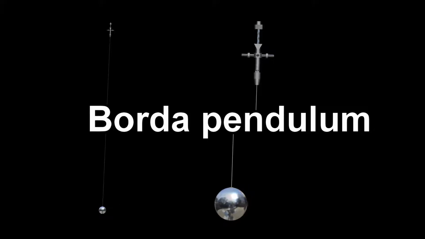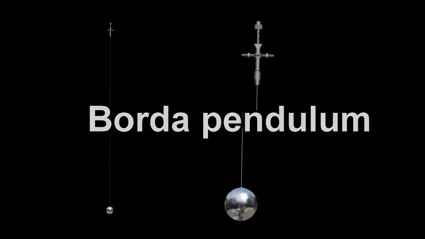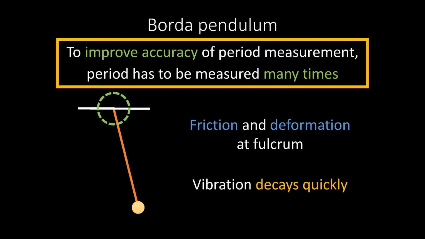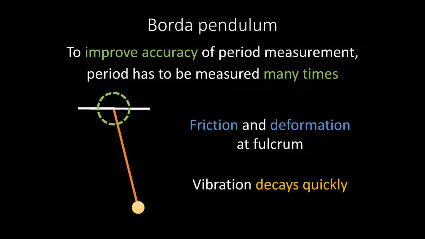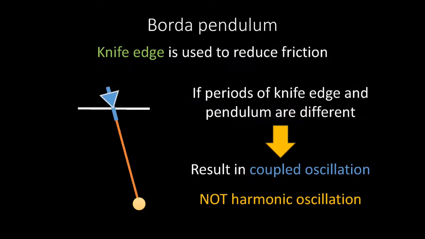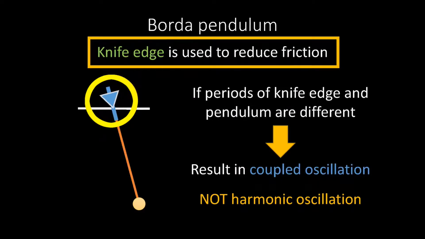In this experiment, we will use a Borda pendulum. This is a device invented by Borda. In order to improve the accuracy of the period measurement, it is necessary to measure the period many times. However, with a simple pendulum like the one shown on the left, the vibration quickly decays due to friction and deformation at the fulcrum. In the Borda pendulum, the fulcrum is a knife edge to reduce friction.